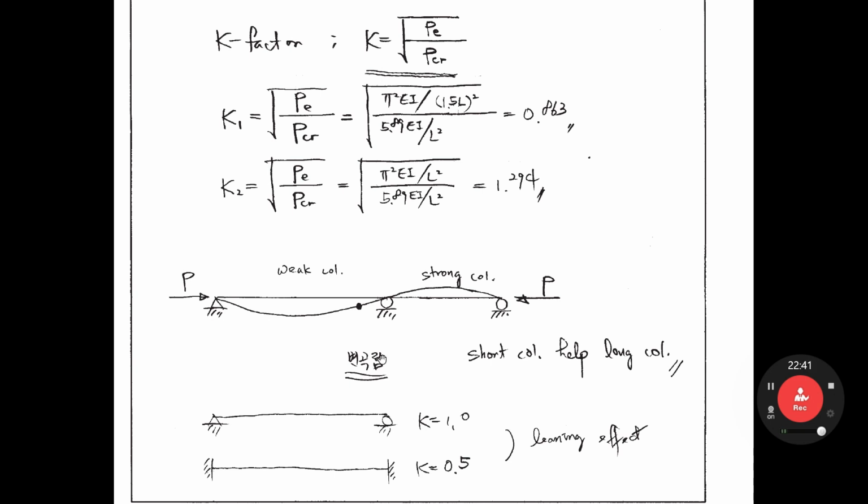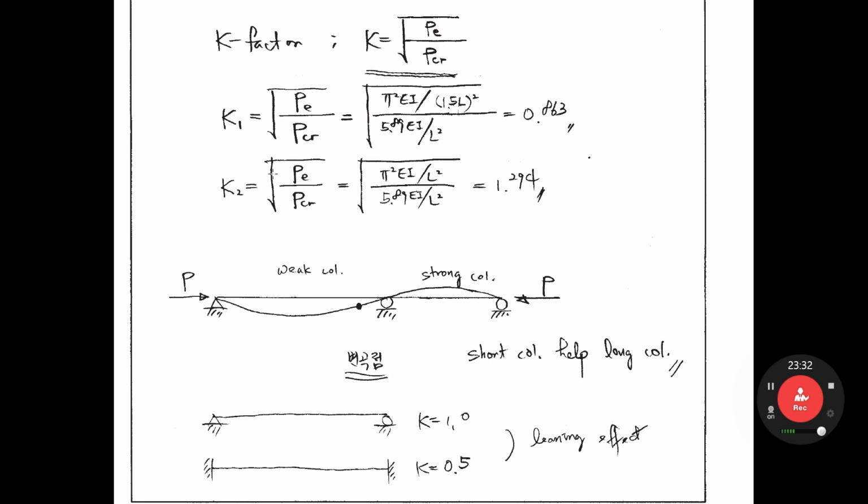Do you agree? The PCR is smaller than the short column. So the long column is the weak column. The short column is a strong column. But when you calculate the K factor of this long column, the weak column is 0.863, less than 1. This strong column K factor is 1.294, greater than 1. So what happened in this column?